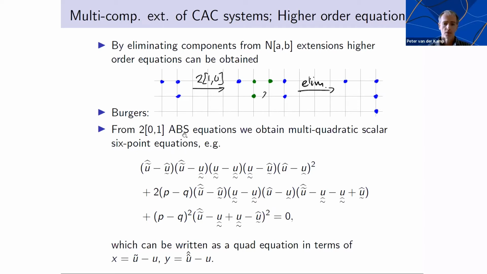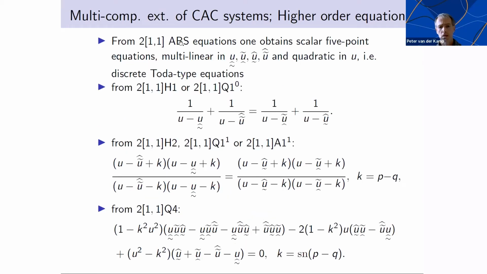And you can do this for ABS equations as well. So what we've done here is an example again for H1. If you take this 2, 0, 1 extension and you eliminate one of the variables, you get a multiquadratic scalar 6-point equation, which can be written as a quad equation in other variables. And this seems to be a new kind of multiquadratic equation that was not in the list given by James before.